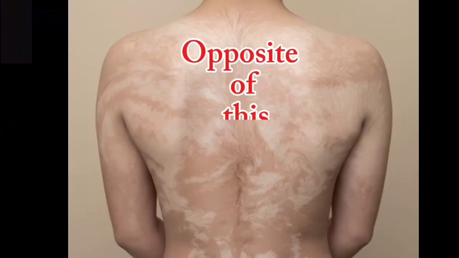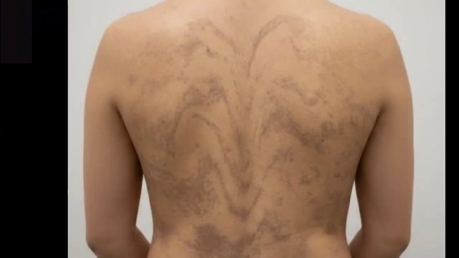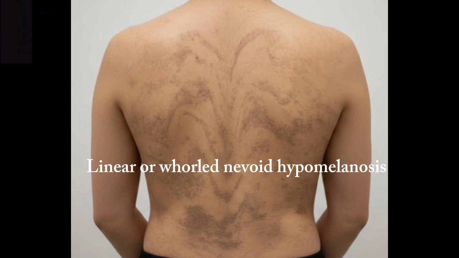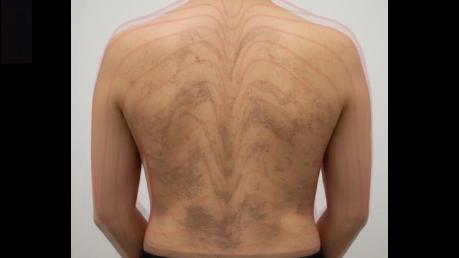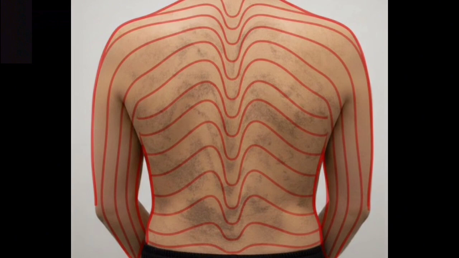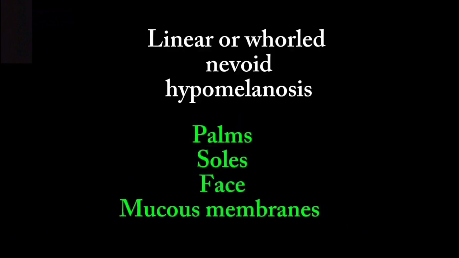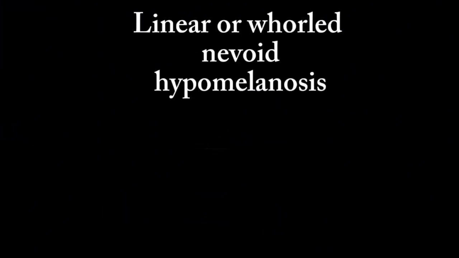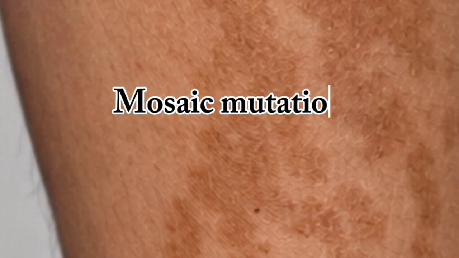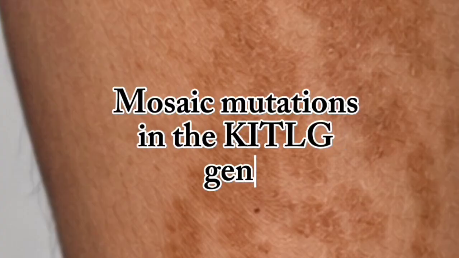Linear and whorled nevoid hypermelanosis. This condition is basically the opposite of hypomelanosis of Ito. It presents as dark-colored, hyperpigmented, streaks and whorls that follow Blaschko's lines, mainly on the trunk and limbs. The palms, soles, face, and mucous membranes are usually not involved. Mosaic mutations in the KITLG gene have been found.